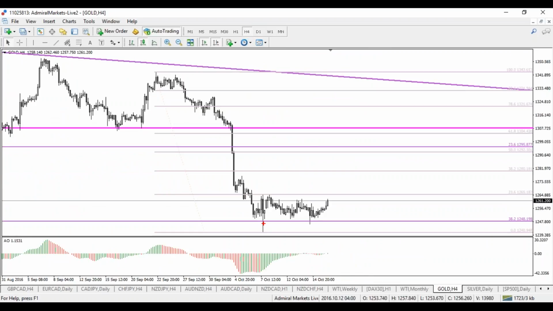Gold, price is still basically making a correction like this. It's the same as last week, looking like it's correcting up for a correction to the 38 or 50 fib, and then I expect one more lower low.